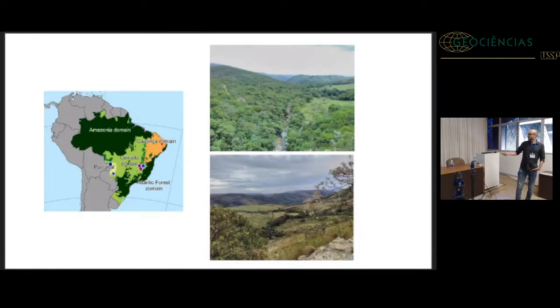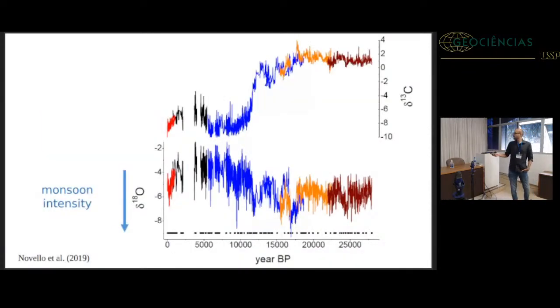The first site I will present to you is this one, in the South Pantanal region, in the west part of the Brazilian Cerrado, which is this record here. This is the δ18O from stalagmites going from the present until almost 30,000 years ago. Each color here is one stalagmite. Here is the δ18O, here is the δ13C. We are quite confident to interpret the δ18O in this region as a proxy for the monsoon intensity. I will explain why in the next slide, but our focus here is on the δ13C.